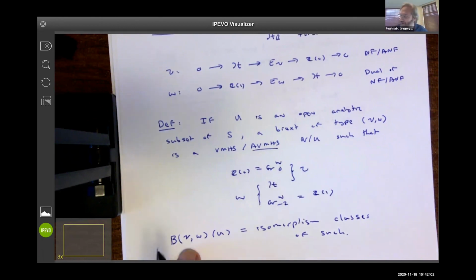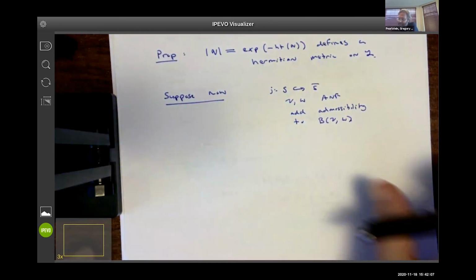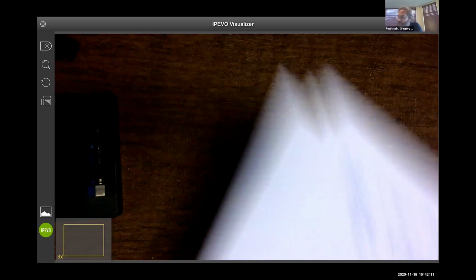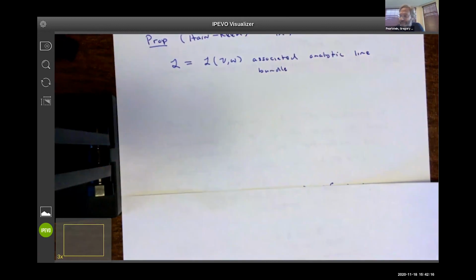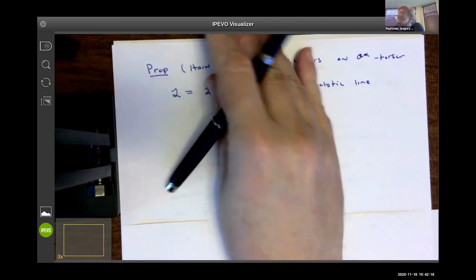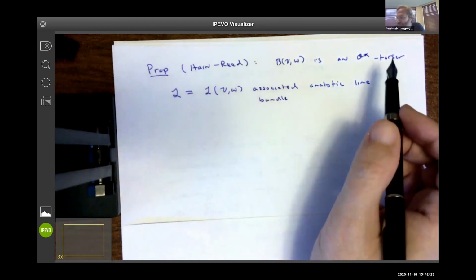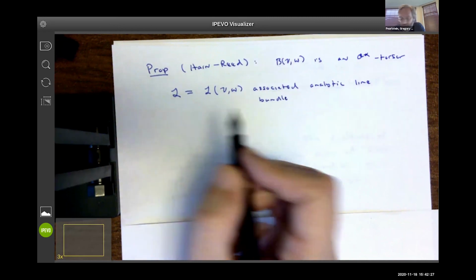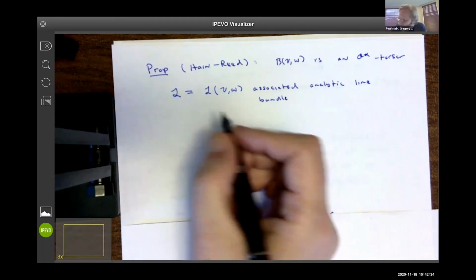And now to get to the punchline. Okay, so Hain and Reed observed that this B of nu omega is an O star torsor, so we can let L be the associated analytic line bundle. So then we'll have this definition.